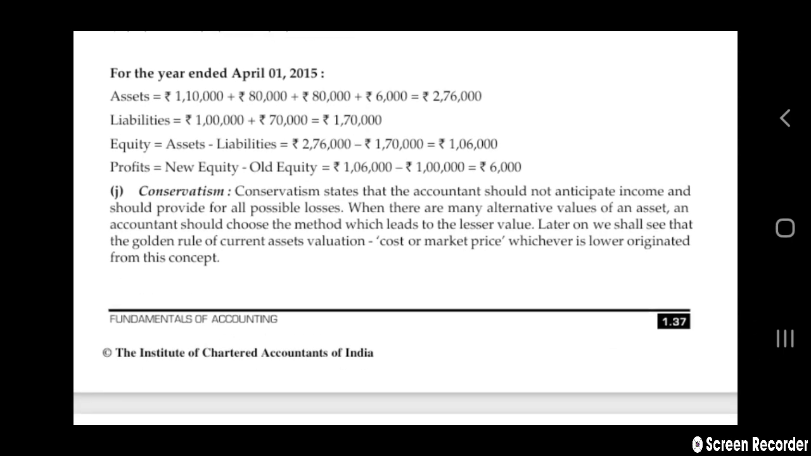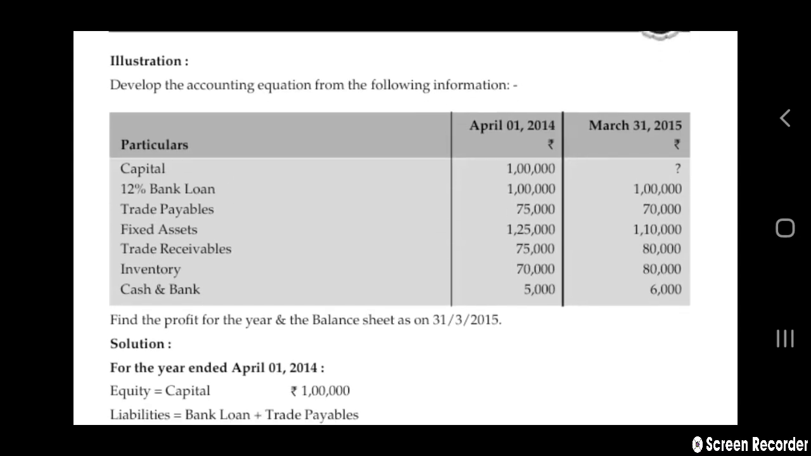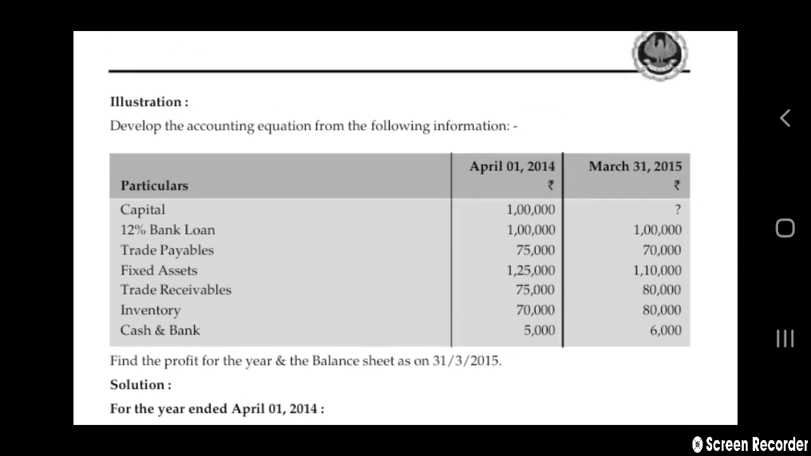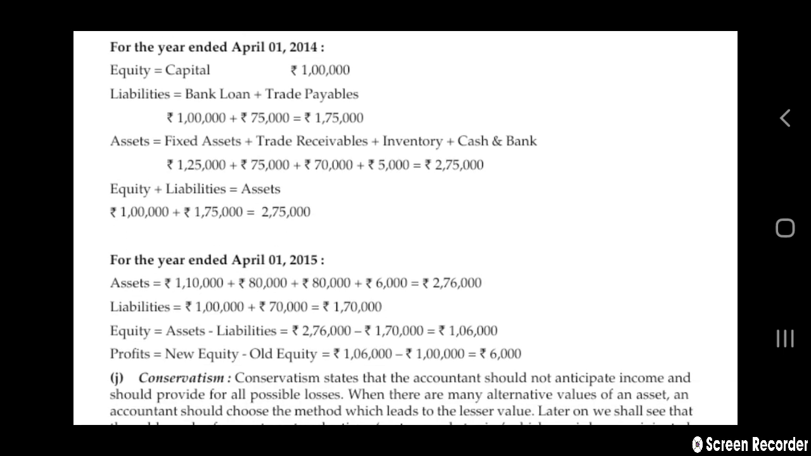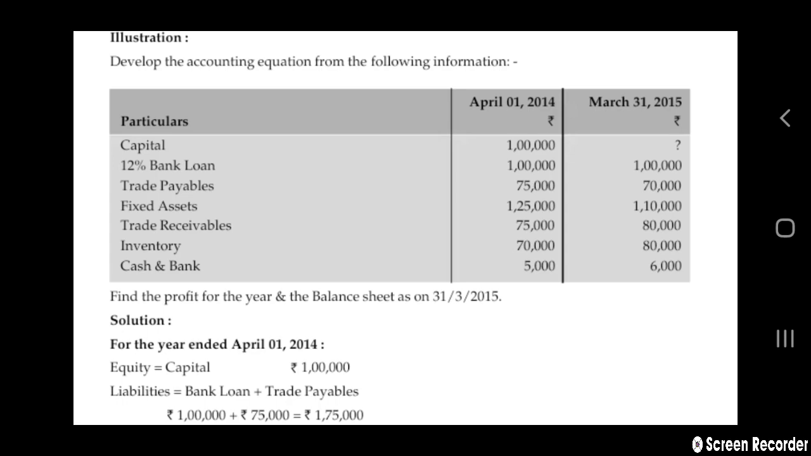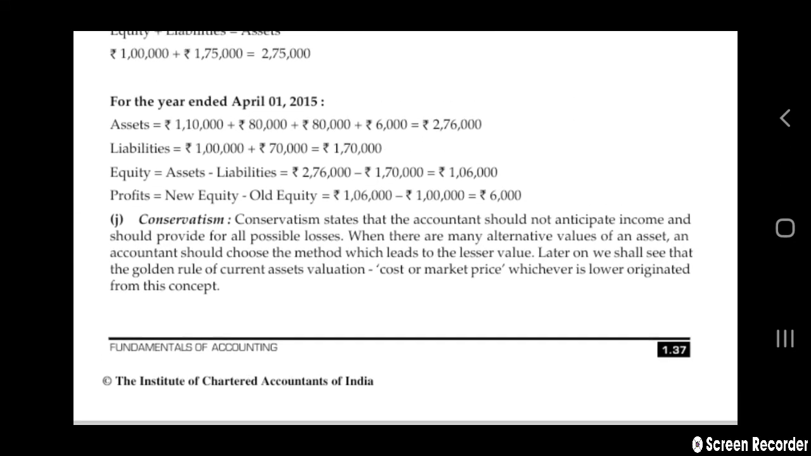Now for the year end, assets are 1 lakh 10,000, 80,000, 80,000, 6,000. Here see, 1 lakh 10,000, 80,000, 80,000, 6,000. This is the assets. And next, the liabilities: here 1 lakh and 70,000 you have to take. Now when you add assets, it will be 2,76,000, and liability 1,70,000.